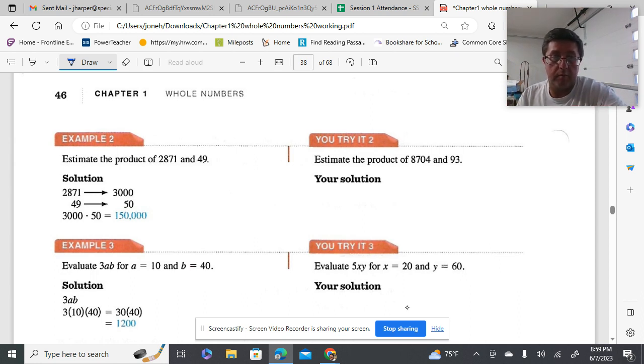So, basically, you would round 287 to 300. 49 would round to 50. Then you would times that. So it would be 3 times 5 would be 15 plus 1, 2, 3, 4 zeros. So we have 150,000. That works. And when you're multiplying by a 10 or 100, you just add that many zeros onto the end.